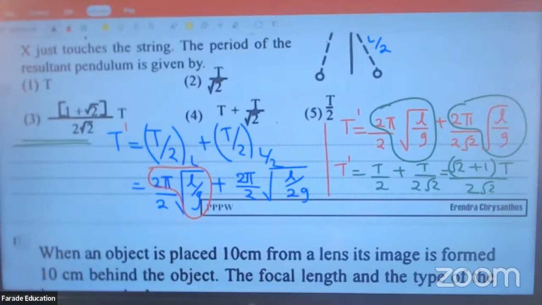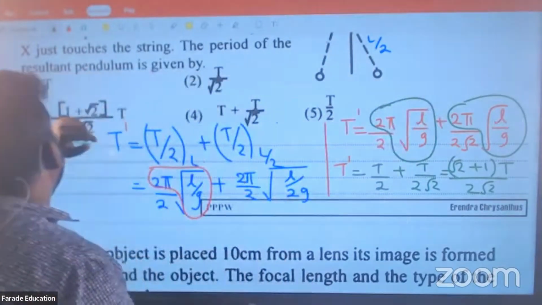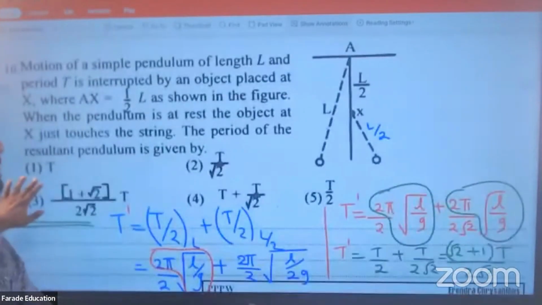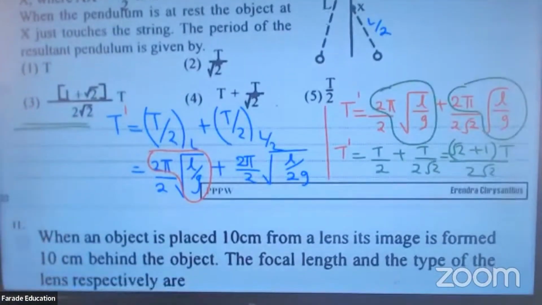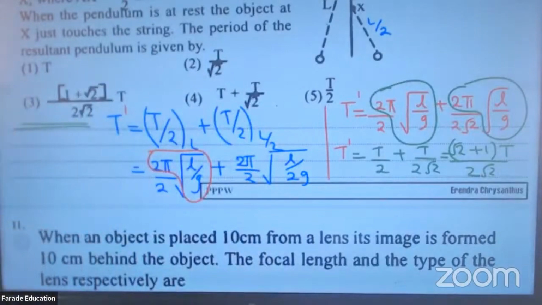When the length is L over 2, there is half a periodic time. And when the length is capital L, there is half a periodic time. The addition of both will give us the total periodic time.